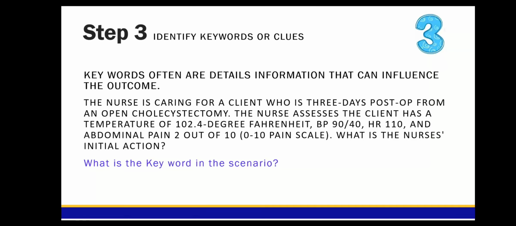Okay, the 84-year-old is a key word, because how you're going to treat an 84-year-old is going to be different from how you treat a 34-year-old. So that makes it a keyword, because that's going to influence the outcome. What's going to influence the outcome in this question? The nurse is caring for a client who's 3 days post-op from an open cholecystectomy. So let's take a look.